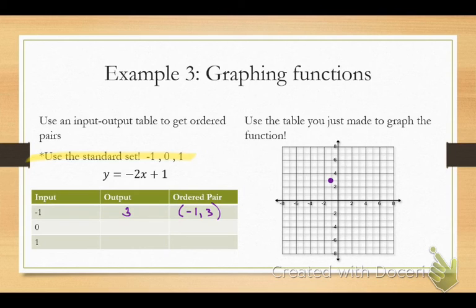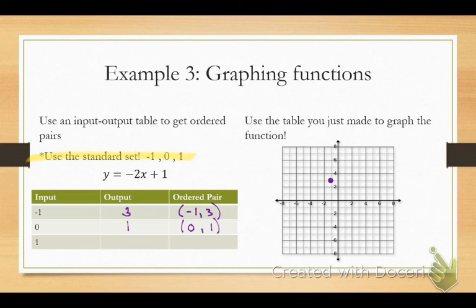I want you to do the next 2. Go ahead and do the next 2. All right, next 2. Plug it in, 0. Oh, that's why I love 0, right? What's negative 2 times 0? 0. Nothing. Plus 1 is just 1. Okay, so I have (0, 1).